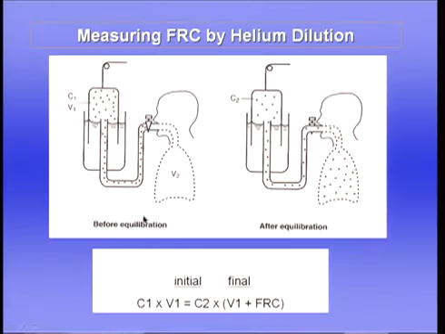And at the end of the equilibration period, we write a simple equation. We say that because no helium was lost, then the concentration times the volume that we started with here is going to be the concentration that we finish with times the initial volume, V1, plus the volume of the lung. And since he was turned in to the circuit when he was at the end of a normal expiration, that's functional residual capacity, we can easily derive the FRC from this equation. So that's a relatively simple measurement to do. It used to be used a great deal.